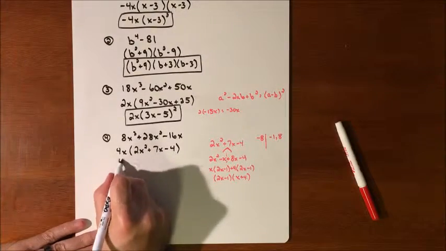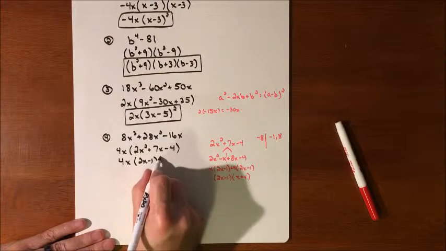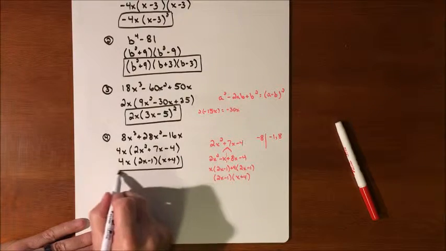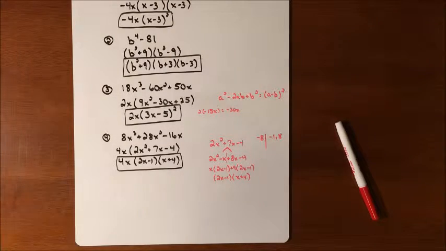So I have 4x, 2x minus 1, and x plus 4. And those are the factors of my original 8x to the third problem. All right, and that was just a little bit of practicing factoring with a couple different scenarios happening at the same time.